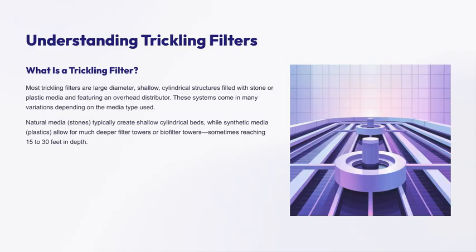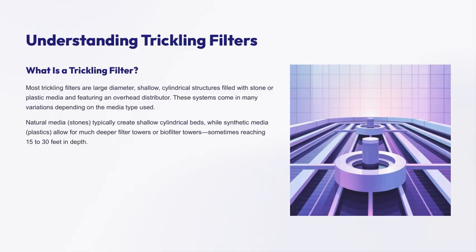Let's take a moment to understand what a trickling filter is. Essentially, a trickling filter is a type of biological treatment system used in wastewater treatment. Most of these systems are designed as large, shallow, cylindrical structures. Picture a big, round tank that's not very deep, often filled with media like stones or plastic. These media serve as the surface where bacteria and other microorganisms can grow and break down organic matter in the wastewater. At the top, you'll find an overhead distributor that evenly spreads the wastewater over the media surface.